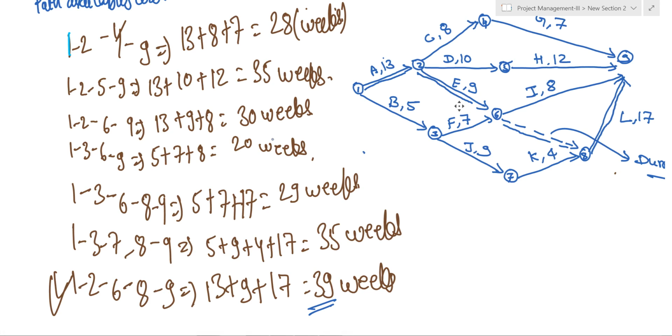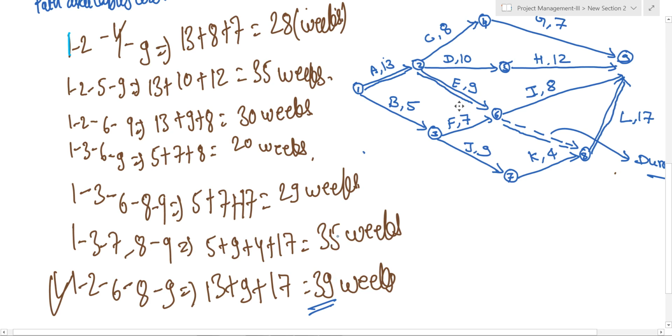So you need to focus more on activity A, activity E, and activity L. The 6 to 8 is a dummy activity, it comes into the critical path but it is not an activity. So these three activities are very critical to complete your project on time. This 39 weeks is the minimum time duration you need to complete your project.